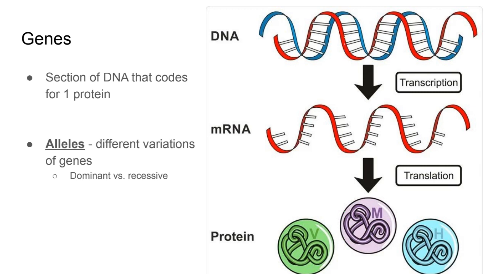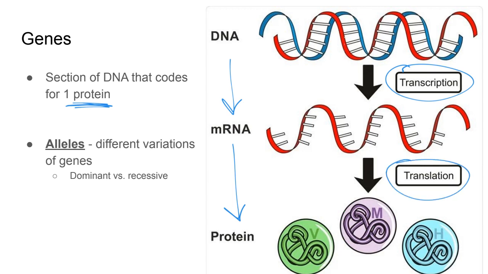Okay, so we're going to start with a little bit of vocabulary review here. We've talked about genes before. Remember, a gene is just a section of DNA that codes for one particular protein. And remember, we get to that protein by going through the central dogma theory, right? We go through DNA to the messenger RNA, which is our transcription, and then the messenger RNA to the protein, which is the translation.